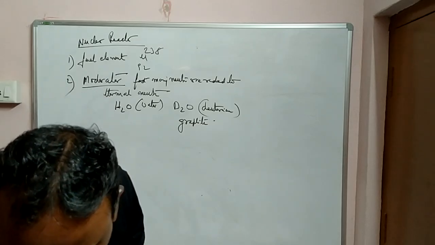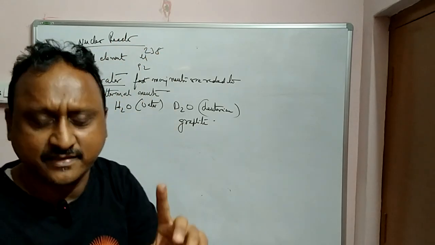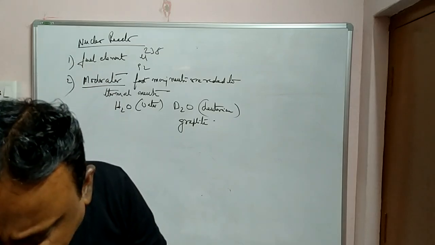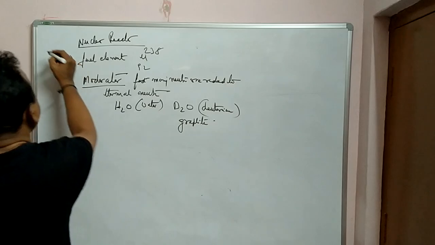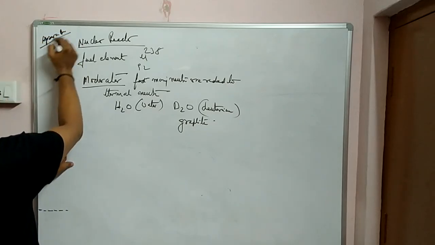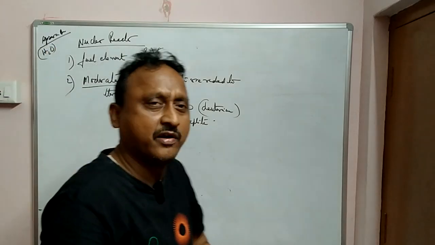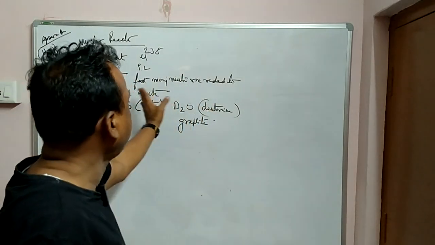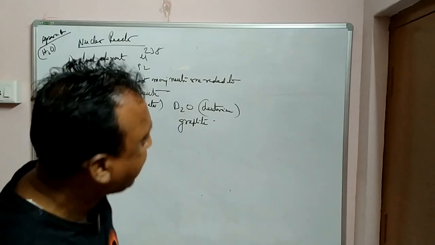And the next one is, just as I told you, the Apsara nuclear reactor in Bhabha Atomic Research Center. In the Apsara nuclear reactor, the moderator is nothing but water. Ordinary water is used to control the speed of the neutrons, reducing them to thermal neutrons. Now coming to the coolant.